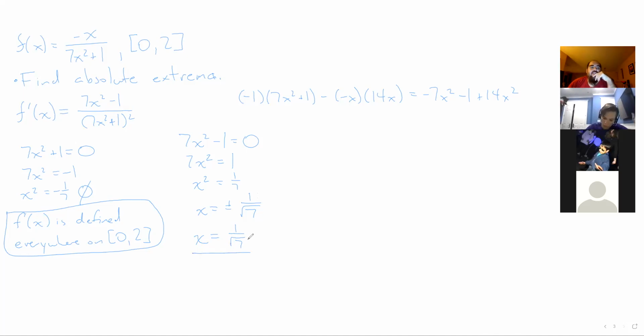So if I want to find the absolute extrema, you've got to plug that number in. So basically, I have to look here. So f of 1 over radical 7 is going to be equal to negative 1 over radical 7 over 2.